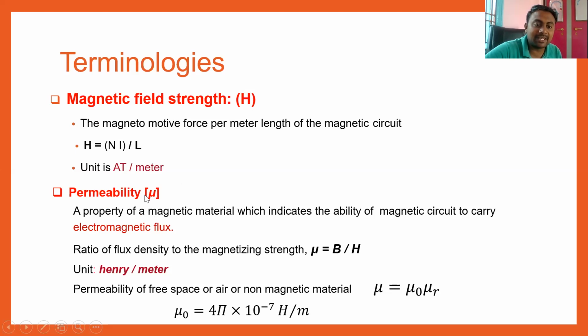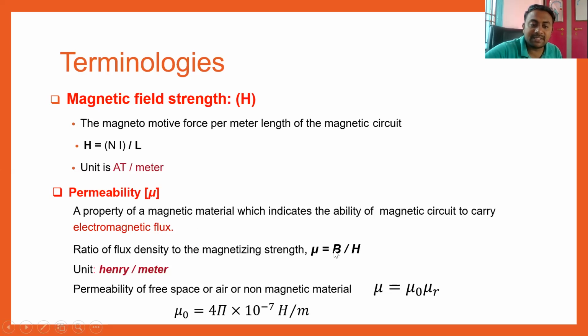Permeability is represented with the letter mu. It is the property of a magnetic material which indicates the ability of the magnetic circuit to carry the magnetic flux. It differs for different materials. We use magnetic materials such as copper and many others, and for those we calculate the permeability. Permeability is also defined as the ratio of flux density to magnetic field strength. We represent flux density as B and magnetic field strength as H, so mu equals B by H.